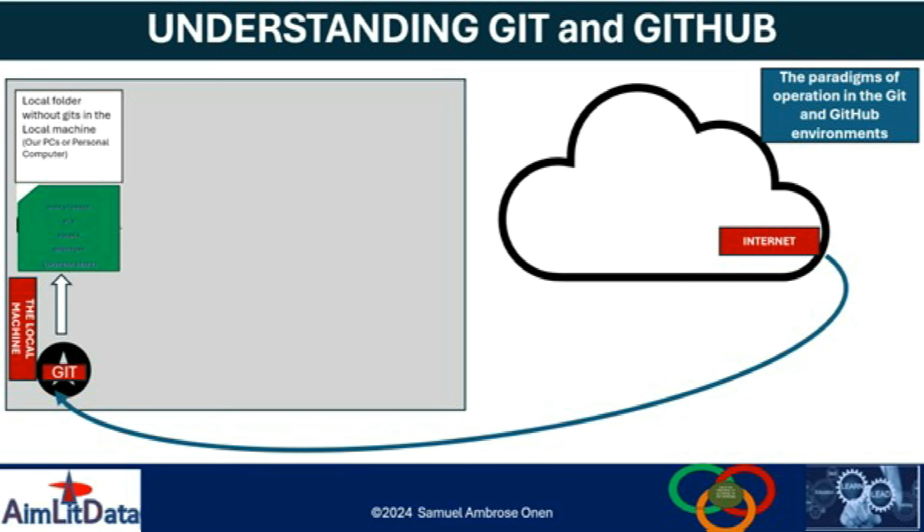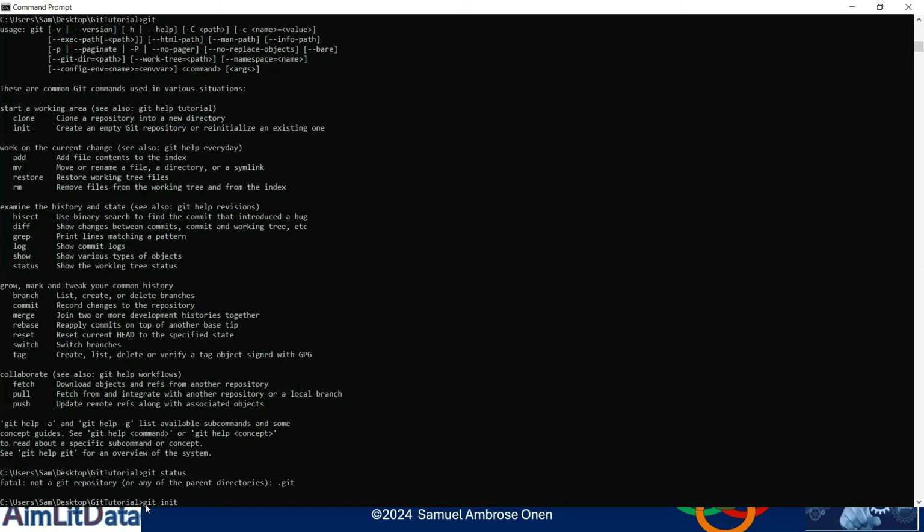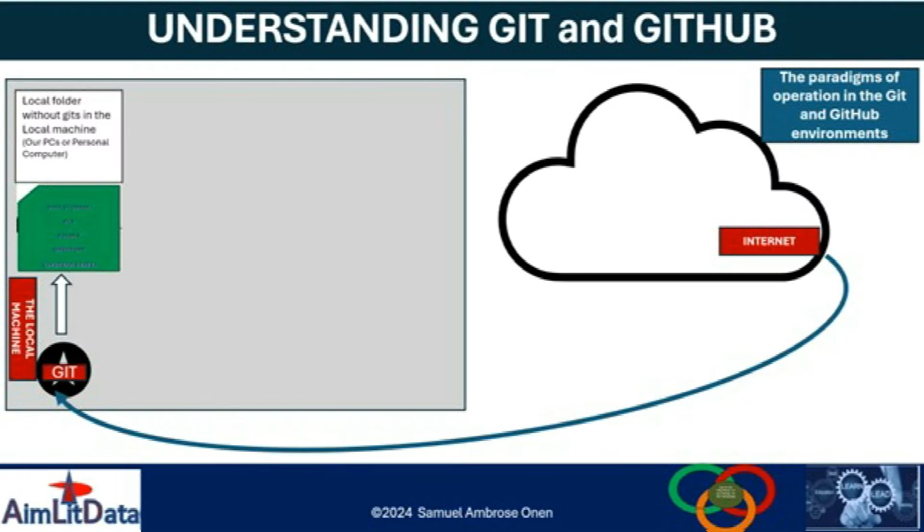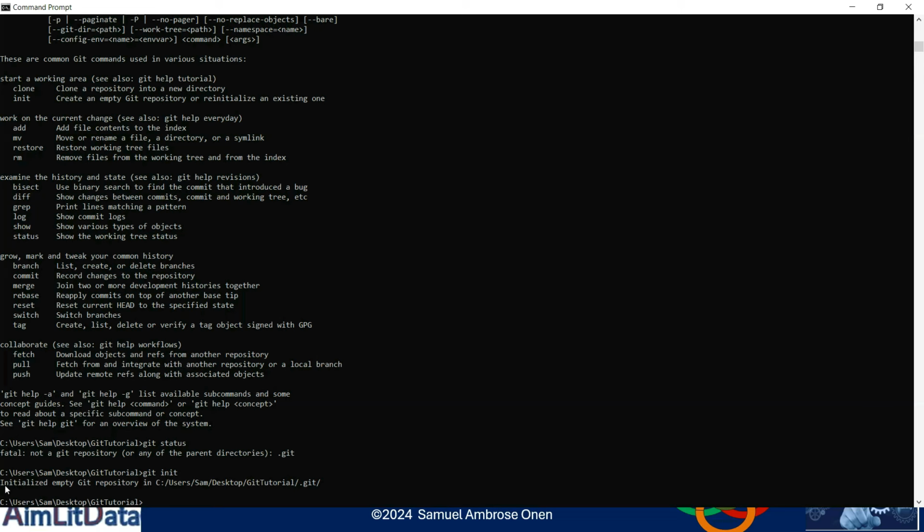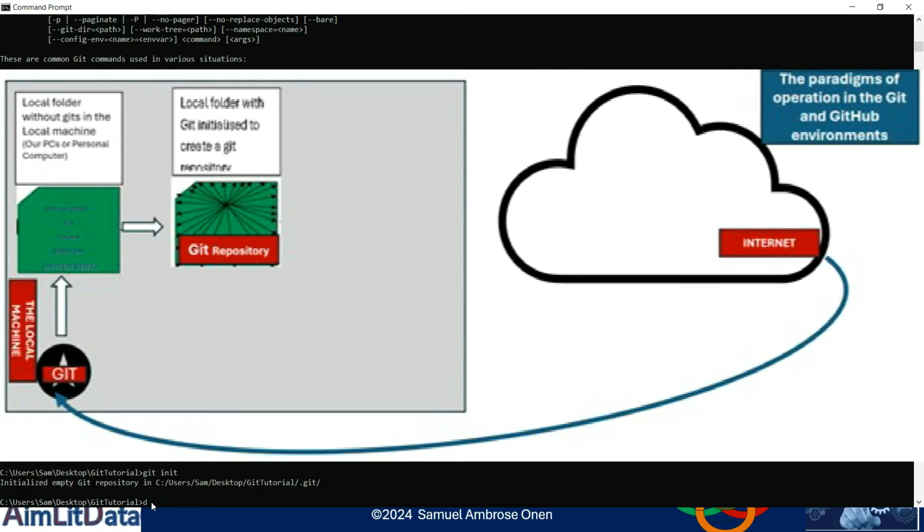We are just calling Git to enter inside this folder. We are opening the door for Git, opening the windows for Git to jump from our computer and sit inside our folder. So you can see: initialized empty Git repository, .git directory there. Now when we check this folder, let's see what is inside.